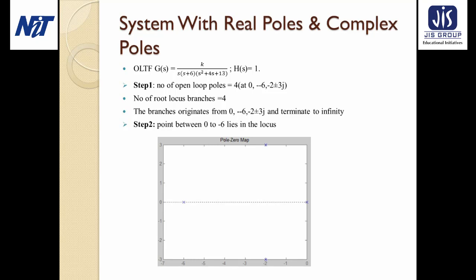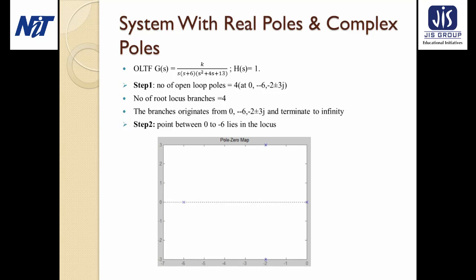To draw the root locus of the system, first we recall that the root locus is symmetrical about the real axis, and the number of branches is equal to the order of the characteristic polynomial, that means the number of poles of the open loop transfer function. So here we set the denominator equal to 0, and we get 4 poles. One pole is located at 0. From the next term we get minus 6, and from the quadratic term we get minus 2 plus minus 3j. So there are 4 open loop poles, which means the root locus has 4 branches.